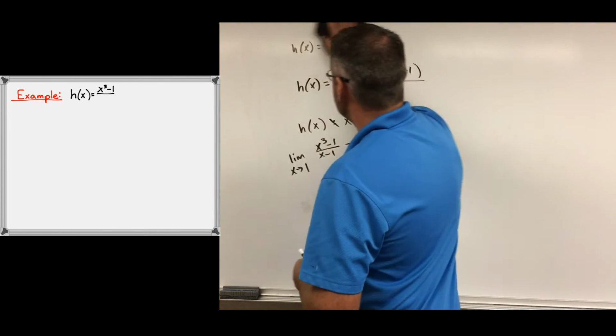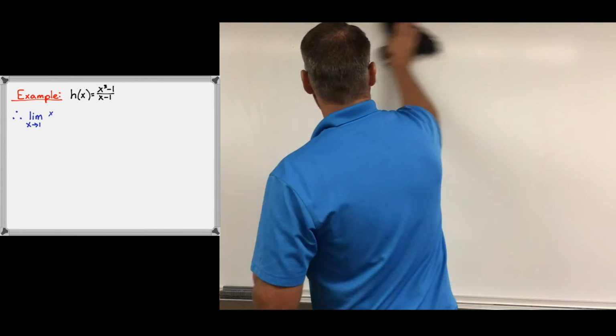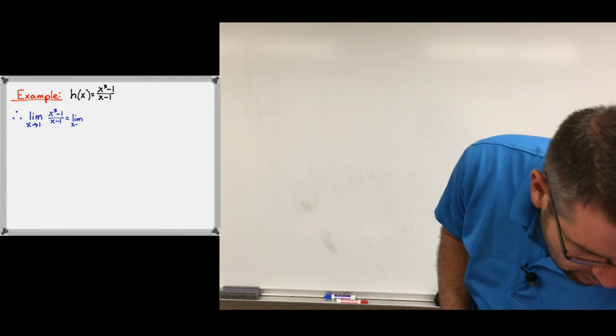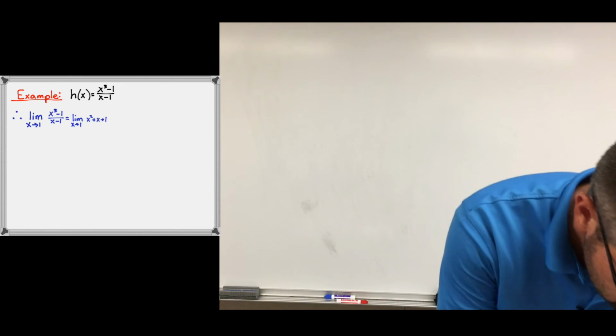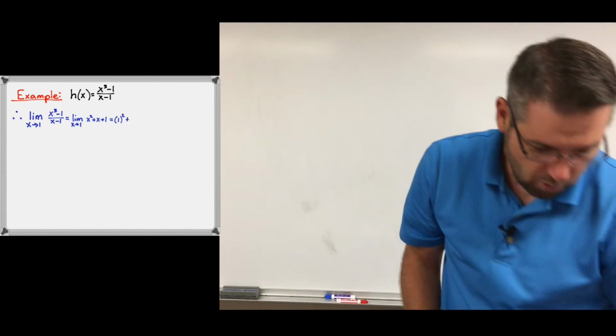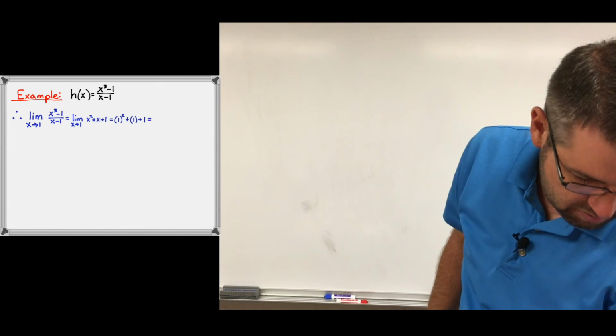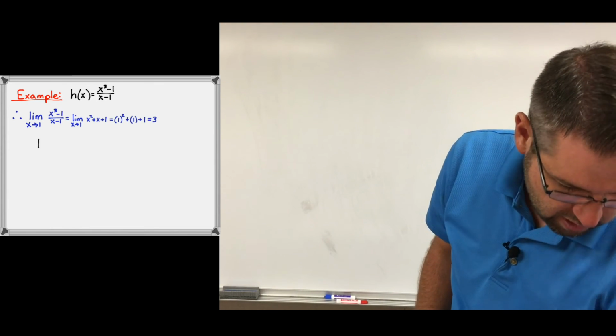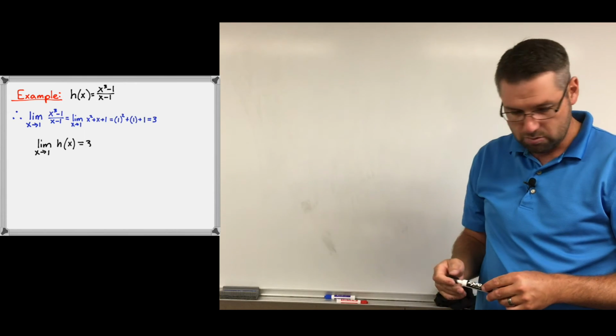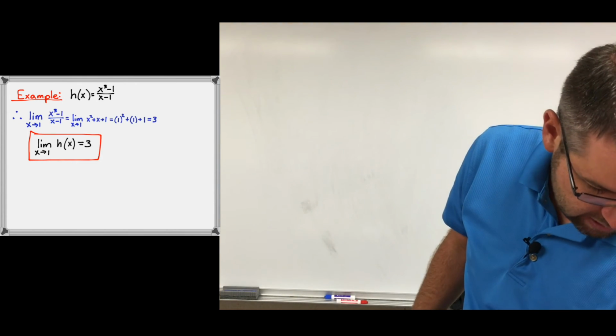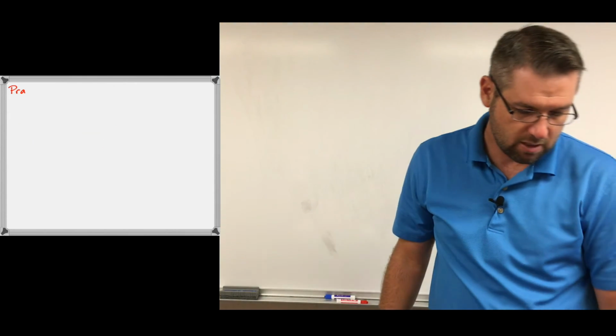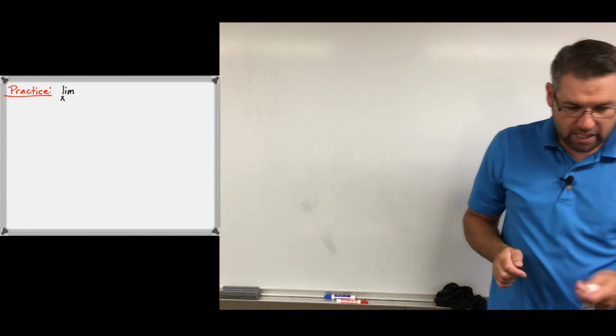Let's take a look at another example here. Oops, that is the same example. So we can conclude this exact point. We substitute and we end up with 3. So the limit as x approaches 1 of (x cubed minus 1) over (x minus 1) is 3. Now, let's go ahead and do a practice problem.